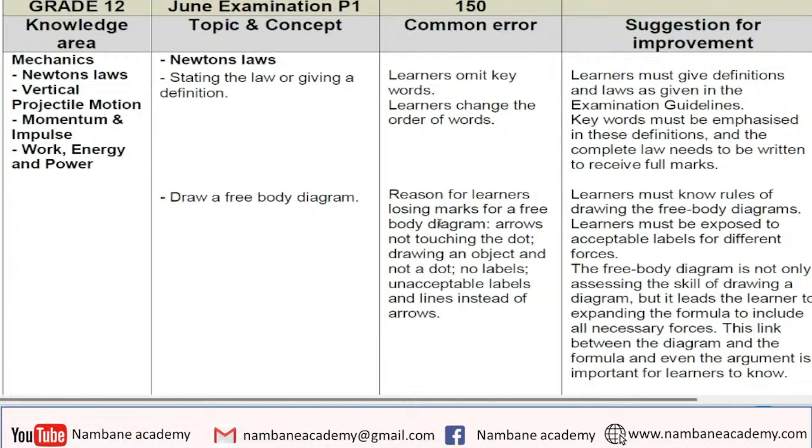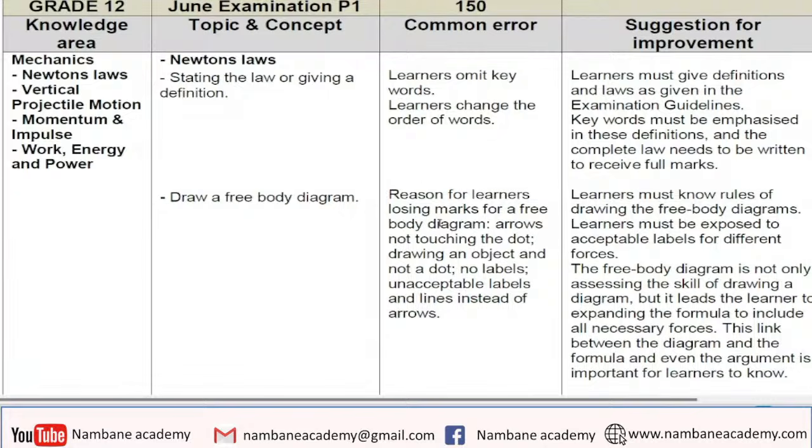Those are some of the things that our learners lose marks on, because they will not draw straight lines. They will sometimes have lines that do not touch the dot. If it does not touch the dot, it is wrong. It is not acting on that object. That is what it means. And they must be straight lines in the direction of the force, but pointing away from the object. That is the most important thing when it comes to free body diagrams. And you must know the correct or acceptable labels for our forces.